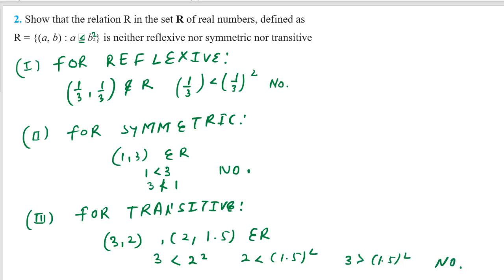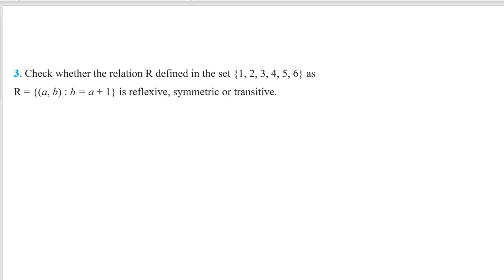So we are going to solve the next question. What is the next question? Yeah, this is question number 3. Check whether the relation R defined on the set A equal to 1, 2, 3, 4, 5, 6 as R is equal to (a, b) where b is equal to a plus 1 is reflexive, symmetric or transitive. So first of all, let me write the relation given here. R is equal to (a, b) such that b is equal to a plus 1.